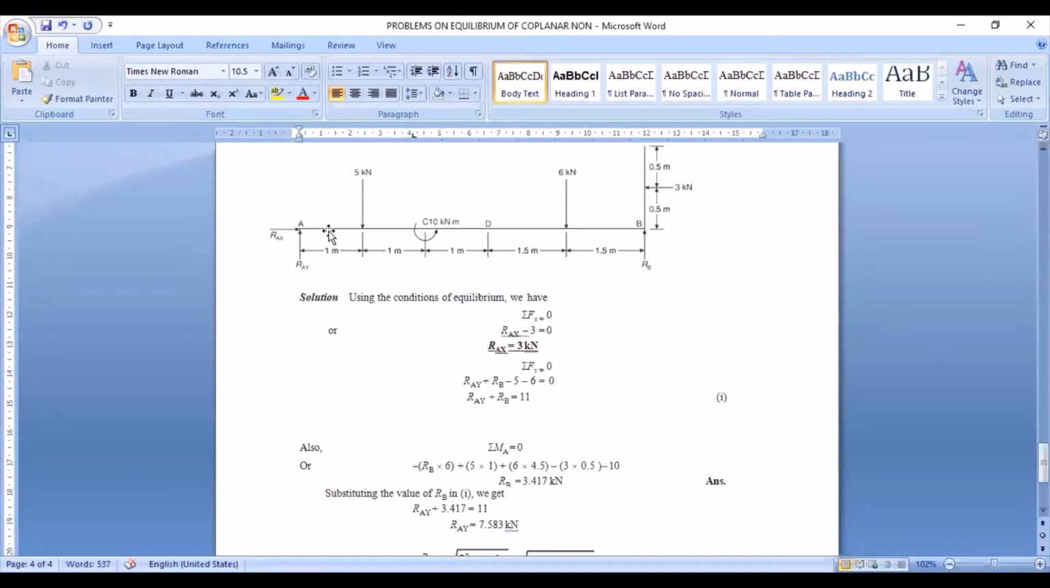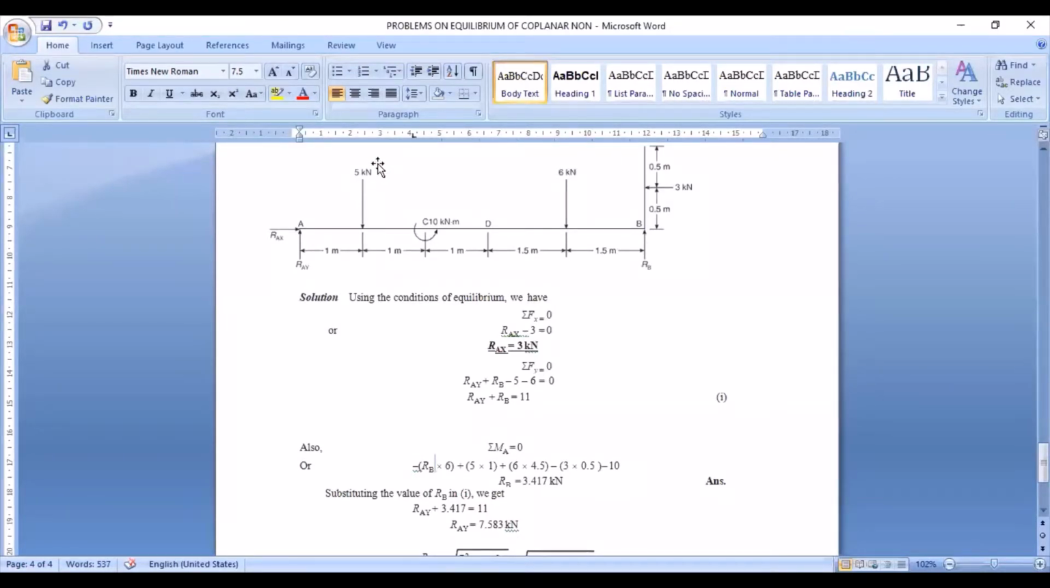So the first one, RB. What type of force is it? It is a vertical force. Distance to be multiplied, horizontal. So at what distance is RB acting from A? It is 1, 2, 3, 4, 5, 6 meters. And what type of moment is it causing? It is causing an anti-clockwise moment. So RB into 6 with negative sign.